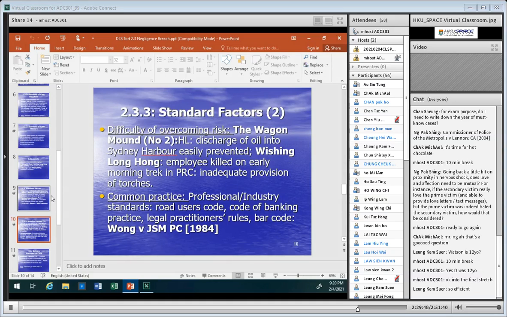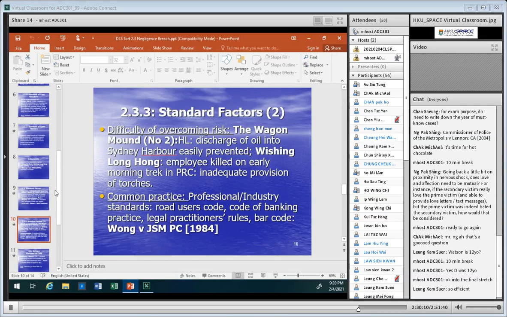And of course, with regard to professionals, the court will look at professional or industry standards. If you're a driver in Hong Kong, there's the Road Users Code, which I did look at one stage. If you're a banker, there's the Code of Banking Practice. I was looking at that when I was in-house with Citibank years ago.